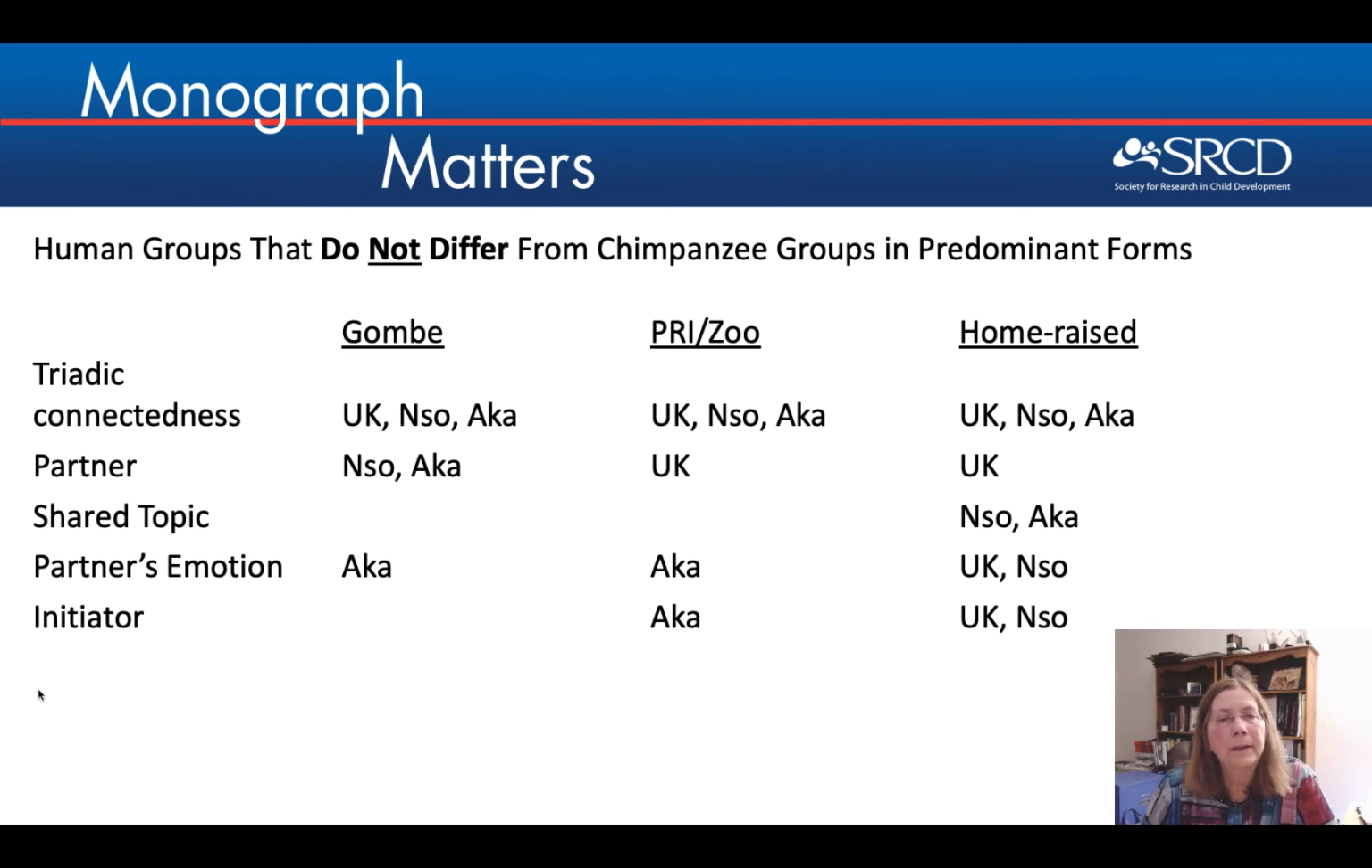The point of these last 2 slides is to highlight that there are not species differences in these characteristics of joint engagement when multiple groups of each species are considered. And at least one human group is similar to at least one chimpanzee group in each of these 5 characteristics of joint engagement.